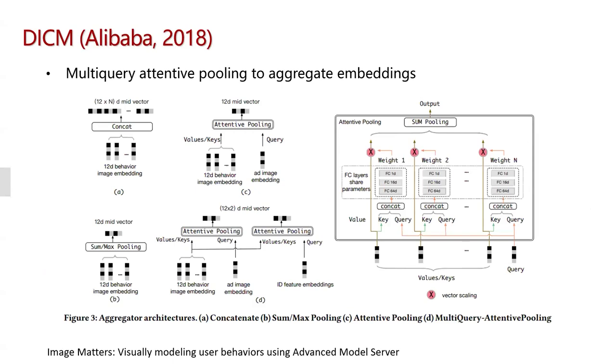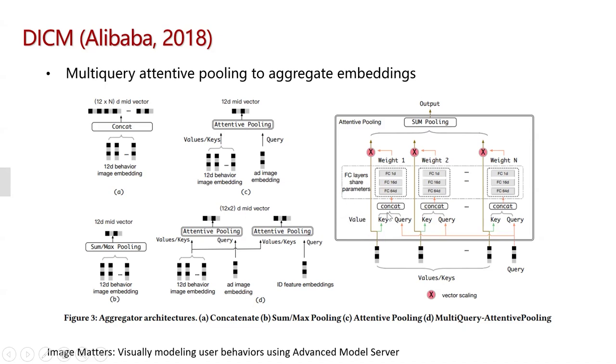And from the figure, we can see that there is a great gator in the model. In this paper, they propose to use a multi-query attentive pooling to aggregate different image embeddings. The authors compare different methods, for example, concatenation, sum or max pooling, attentive pooling, or multi-query attentive pooling. For example, from the right figure, they concatenate the query vector to the key vectors, and they use several MLP layers to compute the attention weight, and then they multiply the attention weight on the value vector.